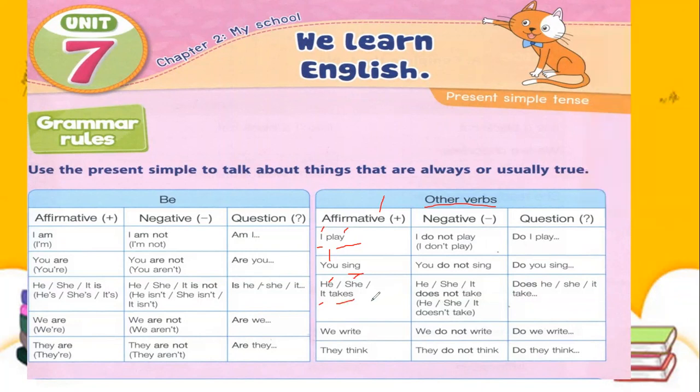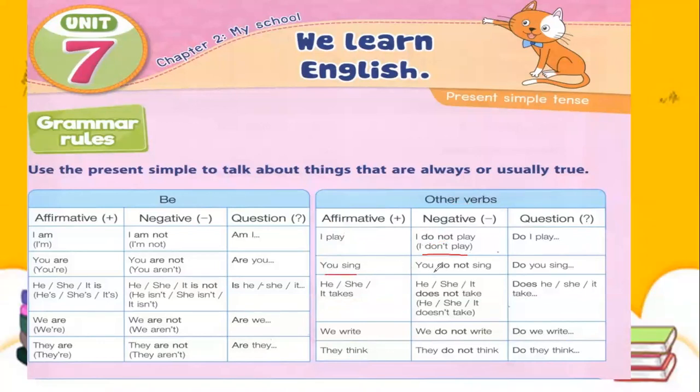Similar like that, we write. So subject is we, write is the action. Okay, they think. So they is a subject, think, it's a state verb. Okay, now these are all affirmative. So if you like to make a negative sentence in a negative sense, so what we're gonna do? We're gonna use do and not. I play, I do not play. Okay. Similar like that. In the short form, you can say, I don't play.